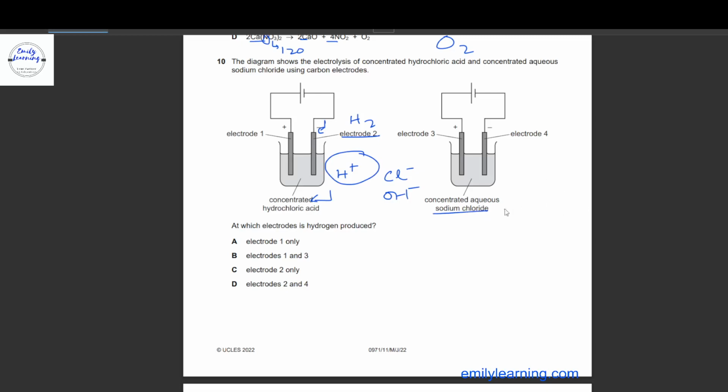Next, let's look at sodium chloride. Concentrated aqueous sodium chloride will contain Na+ and Cl-, as well as water, which contributes H+ and OH-. Now these two will migrate to electrolyte 4, which is negatively charged because opposite charges attract. Because hydrogen is lower down in the reactivity series, it will be preferentially discharged. So you'll have hydrogen being evolved here. In electrolyte 4, you also have hydrogen gas being discharged. So for question 10, the answer is electrolyte 2 and electrolyte 4, which is D.